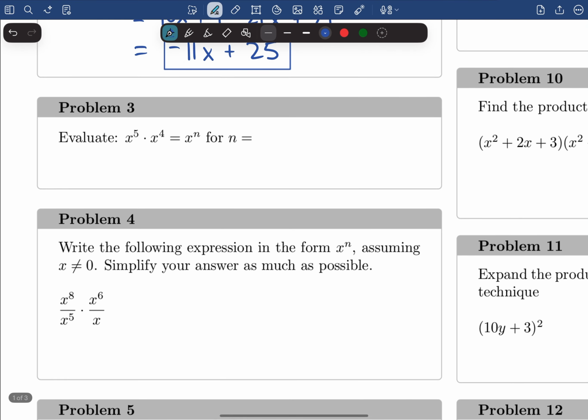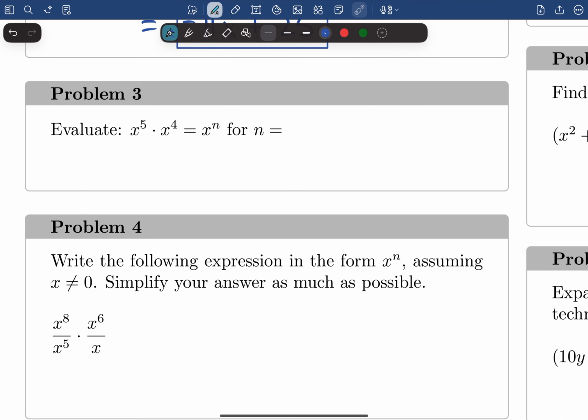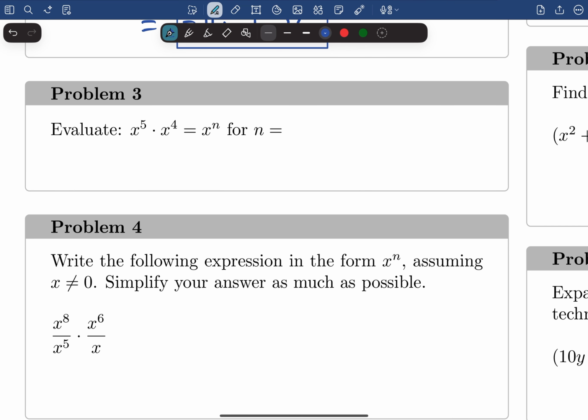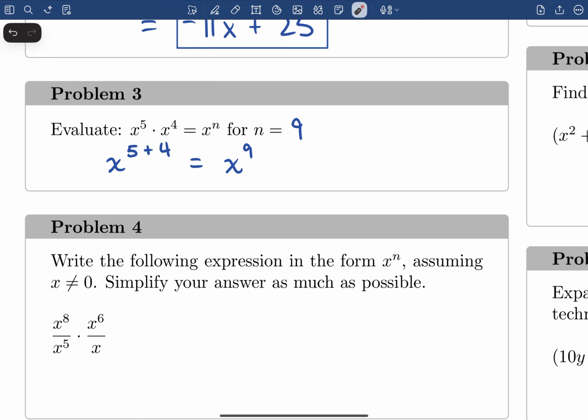I'm moving on to problem 3, which asks me to evaluate x to the 5th times x to the 4th, and it says it equals x to the n for some n. What does n equal? Well, you might recognize x to the 5th times x to the 4th is the product rule of exponents. I can add the exponents of 5 and 4 together, and I get x to the 9th. Okay, so n is 9. That's what n is. Okay, so I just use the product rule of exponents, adding them together to get the same base.